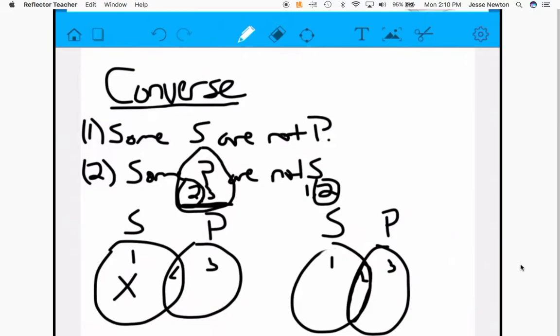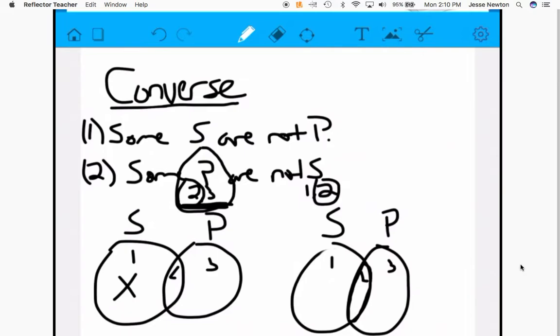Well, you couldn't put an X in 1. Why couldn't you put an X in 1? For the reason I just told you. You're only ever going to put an X in what is in the subject term. You wouldn't put an X in 1 because by definition, no P's can be in 1. P is limited to 2 and 3.